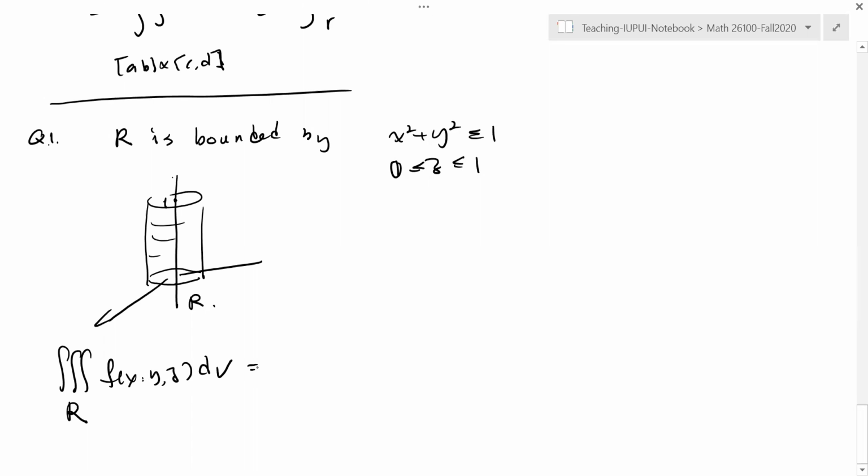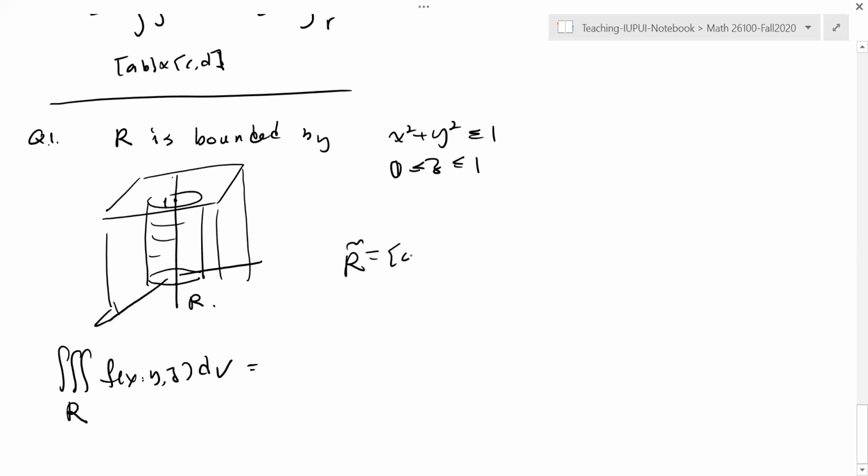set up the iterated integral for this one. Now, there are many ways to do that, right? So you can put it in the box. You can say this is inside the box. Okay, let's begin with the box, an arbitrary box. The height is 1, but the base could be a square.